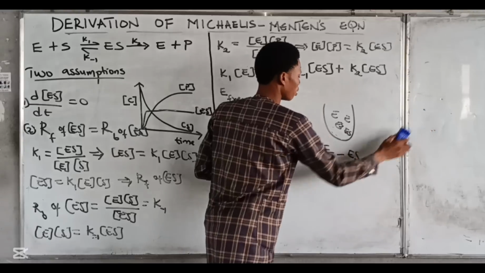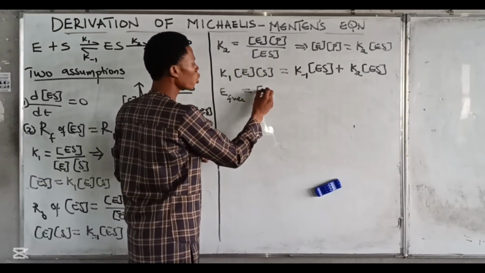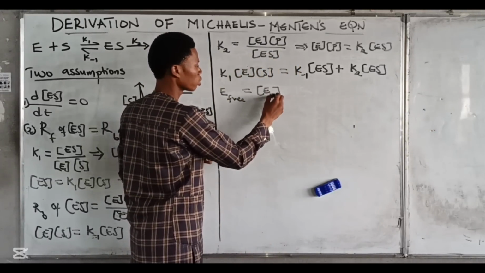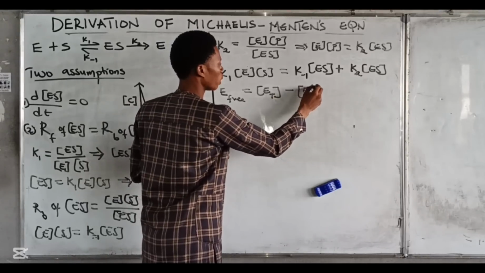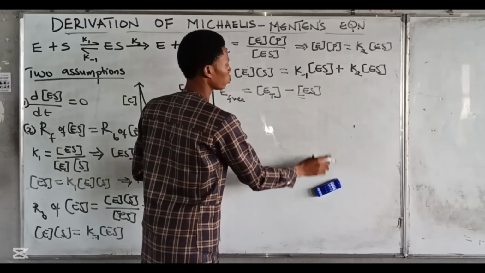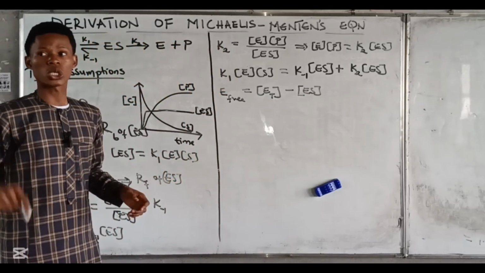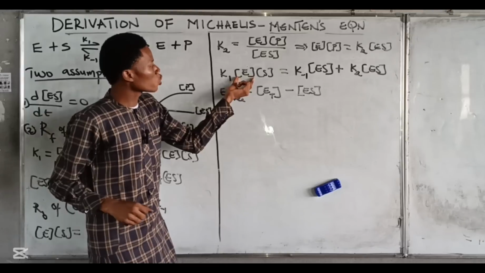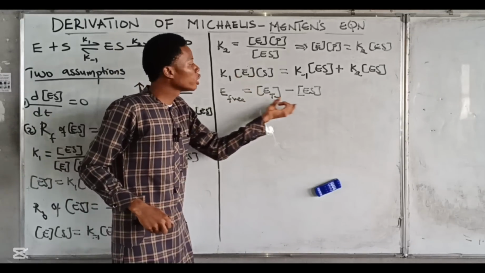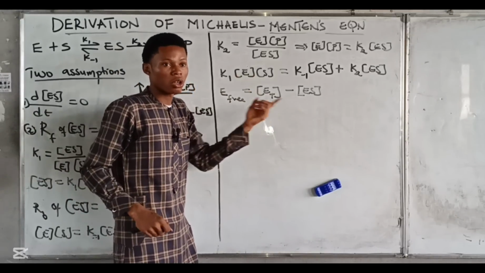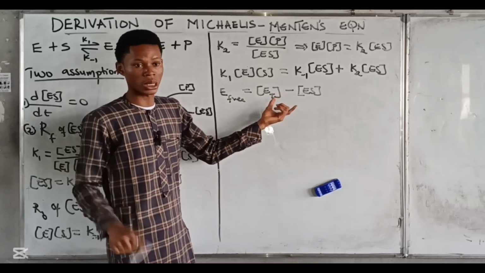So free enzyme is equal to total enzyme minus what? Enzyme substrate complex. Enzyme that is bound. Now, the next thing you have to consider is, as you see this E here, you have to replace this free enzyme with this one we've gotten now. Because we've seen that free enzyme is equal to total enzyme minus enzyme substrate complex.